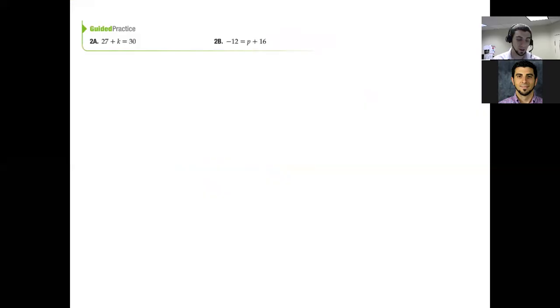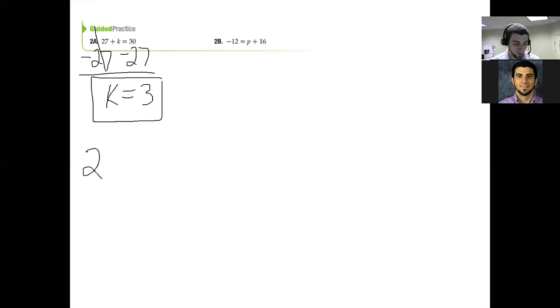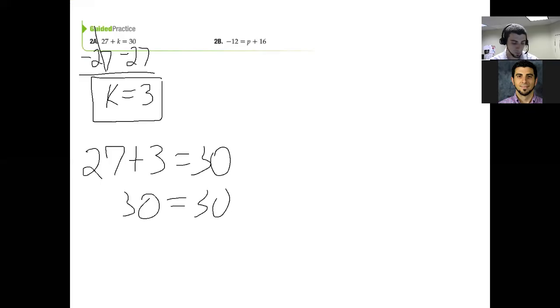All right, we're back. So the first one, you want to get rid of the 27 to isolate the k. So subtract 27 from both sides, and you would get k equals 3. Now if I check that, 27 plus k, which is 3, equals 30, and 30 equals 30. So it works.